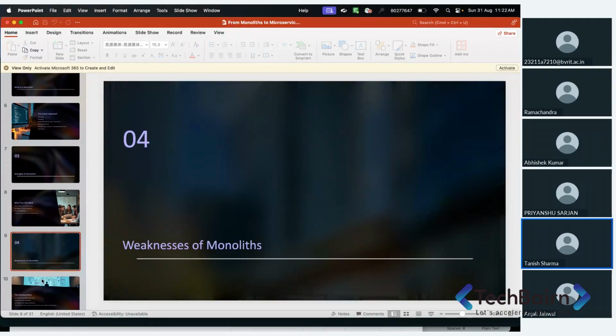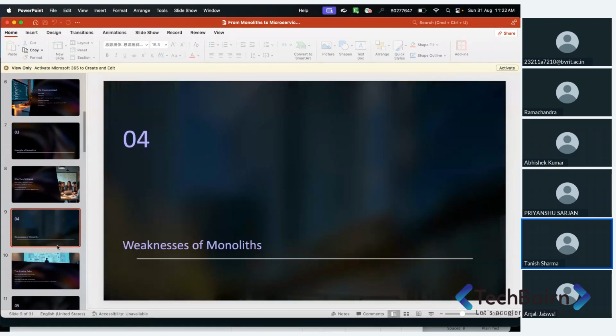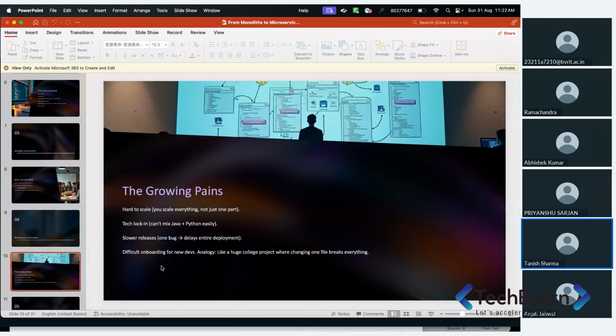Okay, so now let's go through the weaknesses of monoliths. What happens if you now want to scale up things? In your project, you are providing notifications, you have login also, and you have order making and a payment system also.